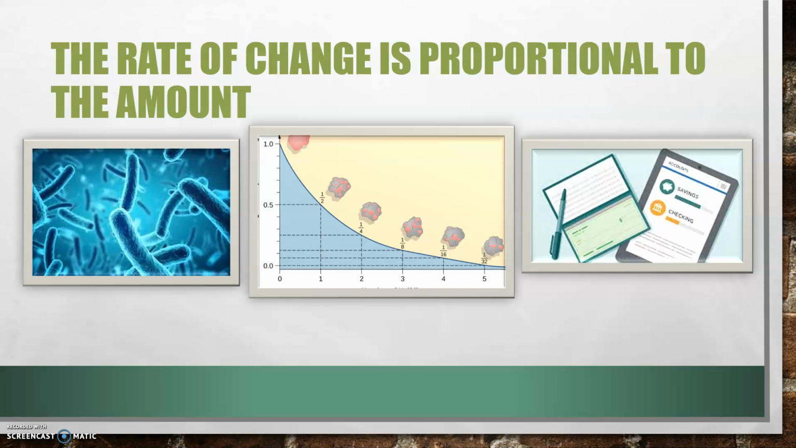Also for compound interest. The more money you have in your bank account, the faster your bank account grows. These are all situations where the rate of change is proportional to the amount, and they're all situations which you can write as an exponential equation.